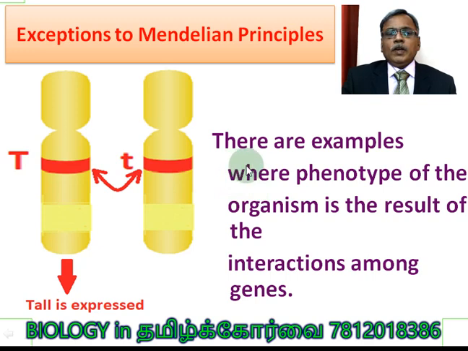Here you can see examples where the phenotype of an organism is the result of interactions among the genes. You can see the genes in the form of alleles. Capital T is an allele for tallness and small t is the allele for dwarf. When they interact, tall is expressed. So this is called allelic interaction, or the interaction between genes which occupy the same gene locus. Same gene locus means they are alternative forms of the same gene. They are called alleles.